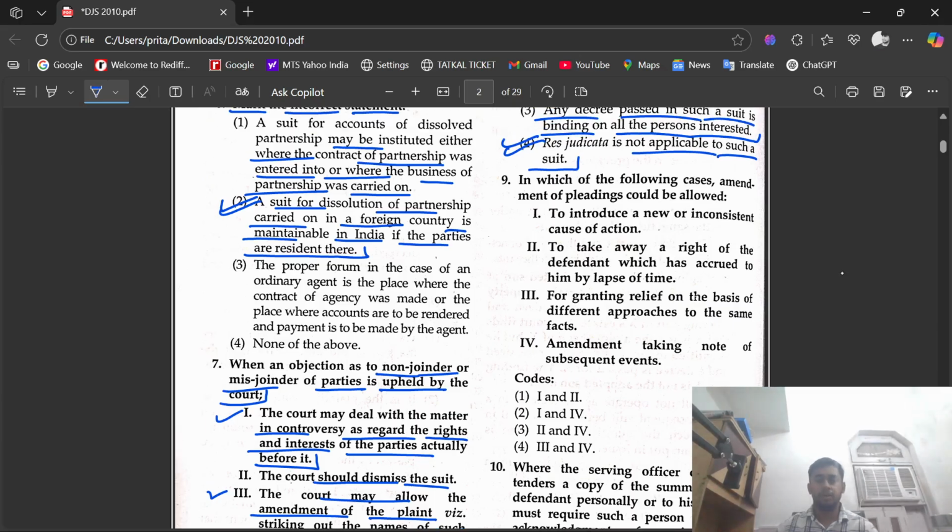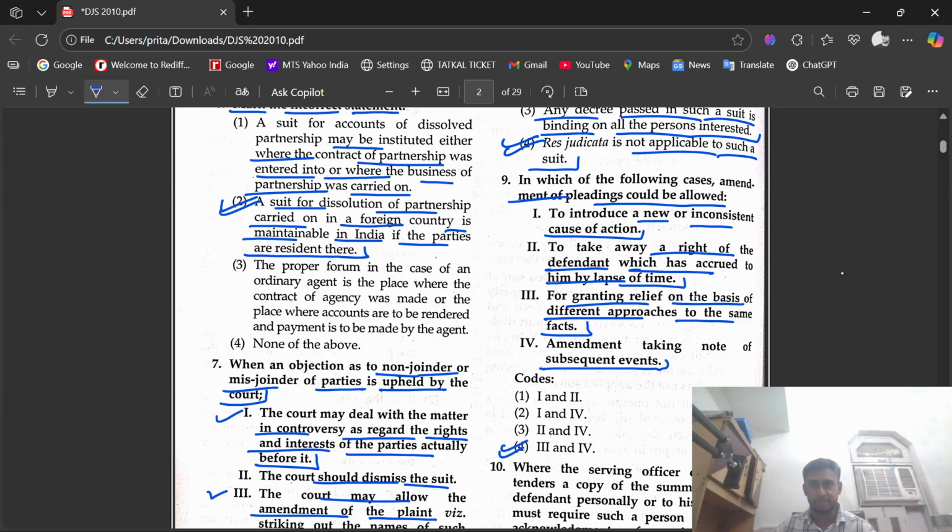See the ninth question. In which of the following cases could amendment of pleadings be allowed? To introduce a new or inconsistent cause of action, to take away a right of the defendant which has accrued to him by lapse of time, for granting relief on the basis of different approaches to the same facts, or amendment taking note of subsequent events. The right option is option 4, that is third and fourth.